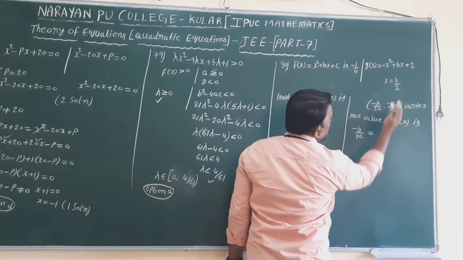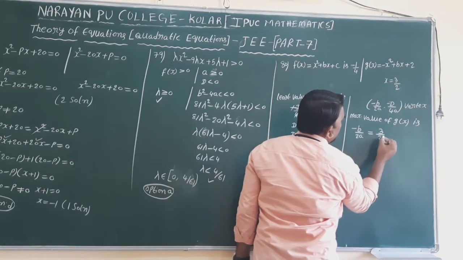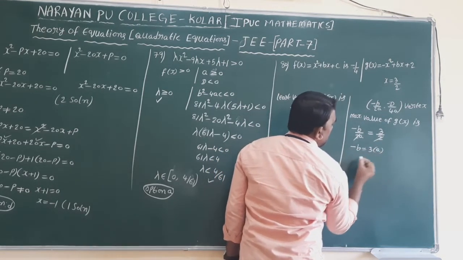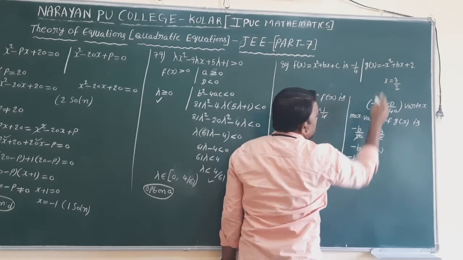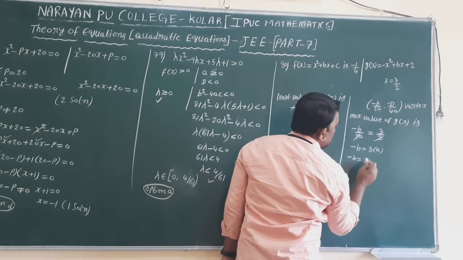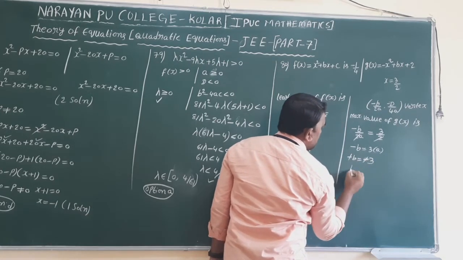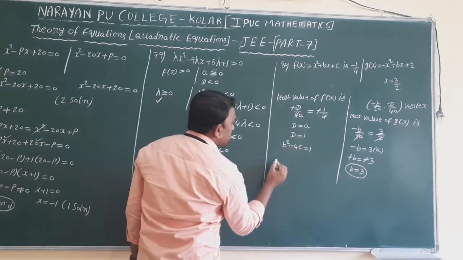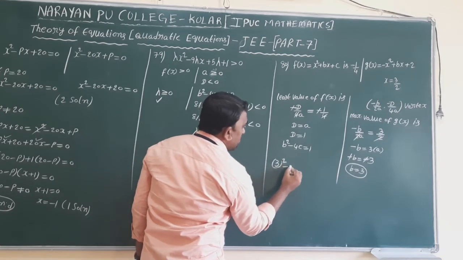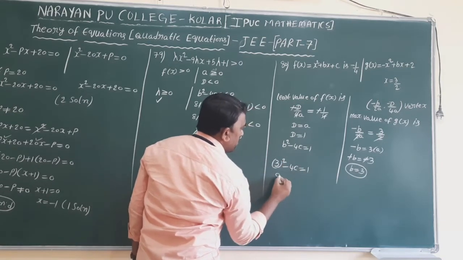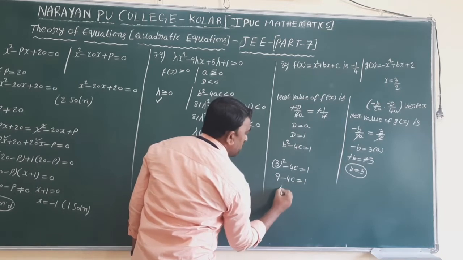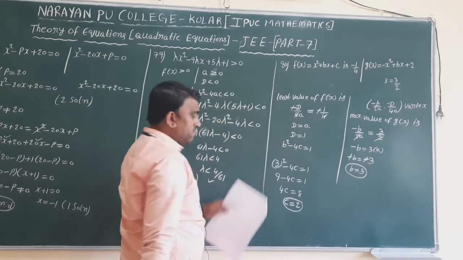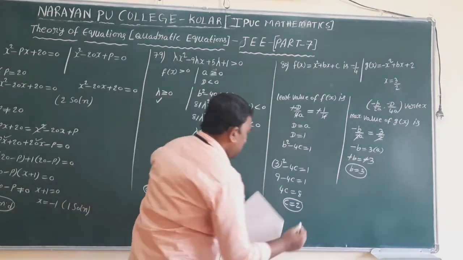That value is how much is given? 3 by 2. Both will be cancelled. Minus b equal to 3a. Minus b equal to, the a value is minus 1, so 3 into minus 1 is minus 3. Minus cancel. B value is 3. This b value 3, substitute here to get c. 3 square minus 4c equal to 1. 9 minus 4c equal to 1. Then 4c equal to 8. Then c value is 8 by 4. C value is 2. They are asking the value of c only. Option C is the correct one.